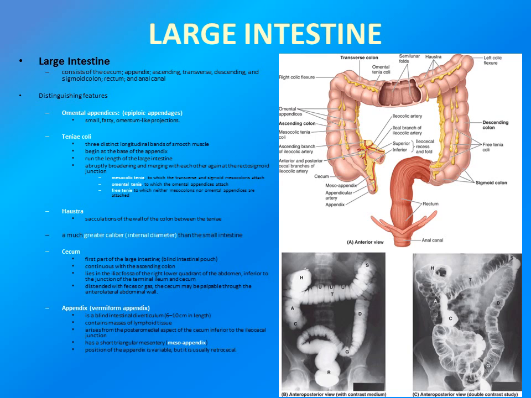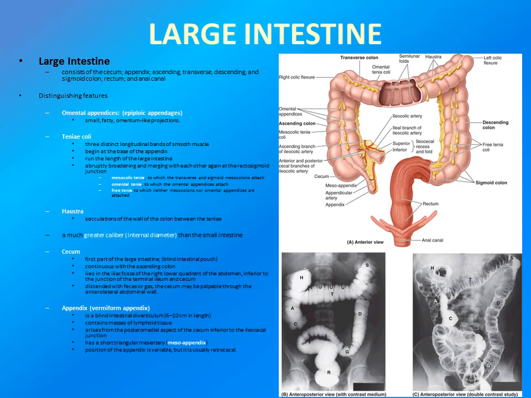The mesocolic taenia goes across the transverse and sigmoid colons to which it attaches. The omental taenia is where the omental appendices attach, and the free taenia does not have an attachment for either the mesocolons or the omental appendages. There are also haustra. Haustra are sacculations in the wall of the colon that are produced between taeniae.